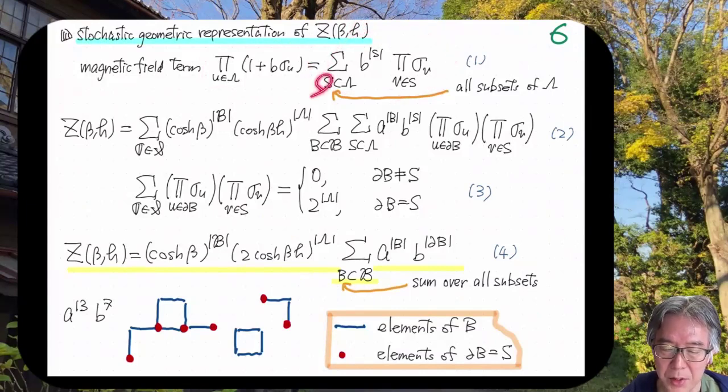Now, in this case, S is summed over all subsets of lambda. Okay, so these are now sets of sites. And this is a weight, and here you have this. So now, if we plug everything back into the formula of z to the beta h, we have these factors, and of course we have this in front, and we have a sum over all possible subsets of B, and a sum over all possible subsets of lambda, and this and this. Okay, and here's the factor.